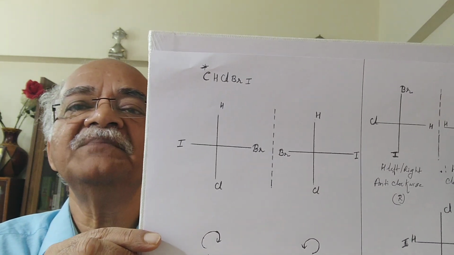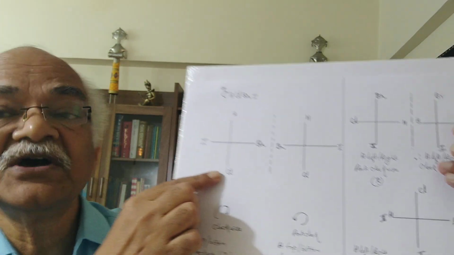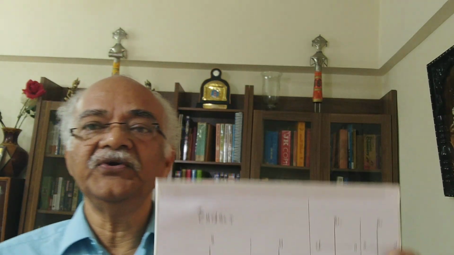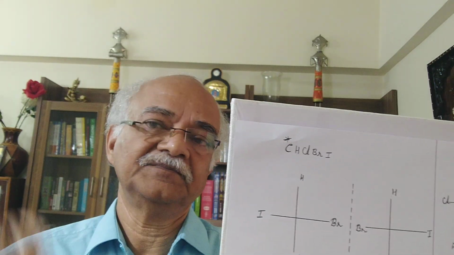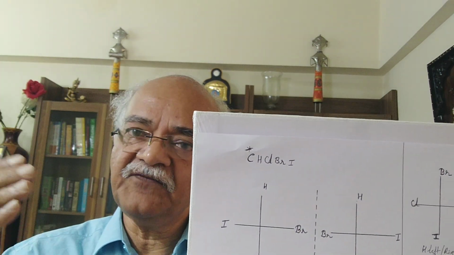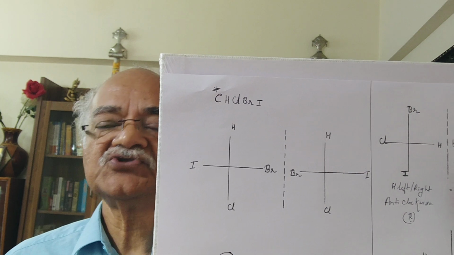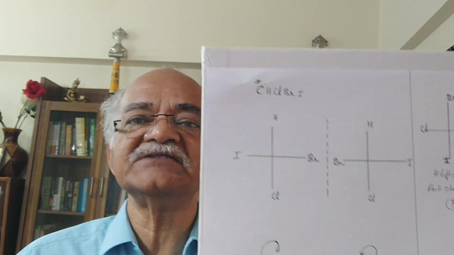I have arranged at random some groups of my choice. Hydrogen is on top, then we have chlorine coming down, this is iodine, and this is bromine. Before we name the molecule as R or S, ensure in a Fischer projection that the least priority group, in this case hydrogen, is away from the viewer. As per the Fischer projection, any group or atom above and below is away from the viewer, and any group on the horizontal line is towards us. So the RS rule is that the least priority group must be away from the viewer. I have ensured it is away from the viewer.